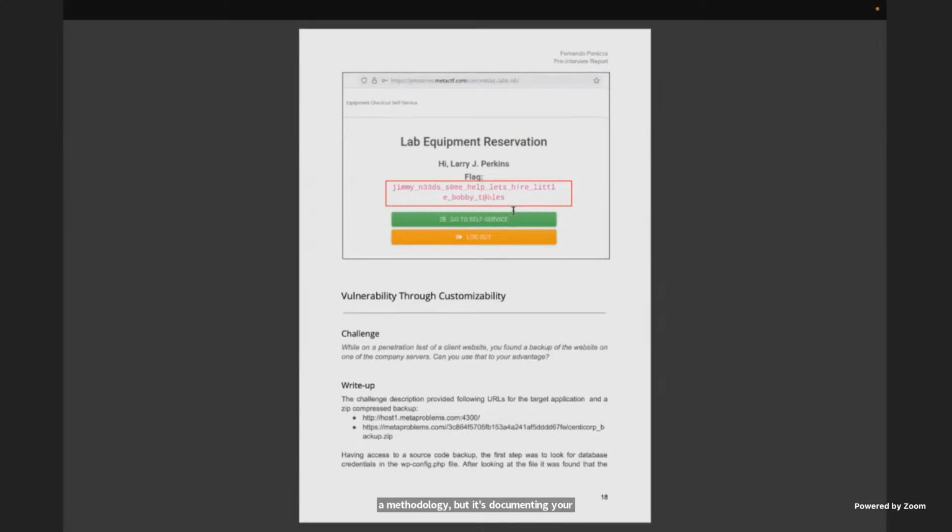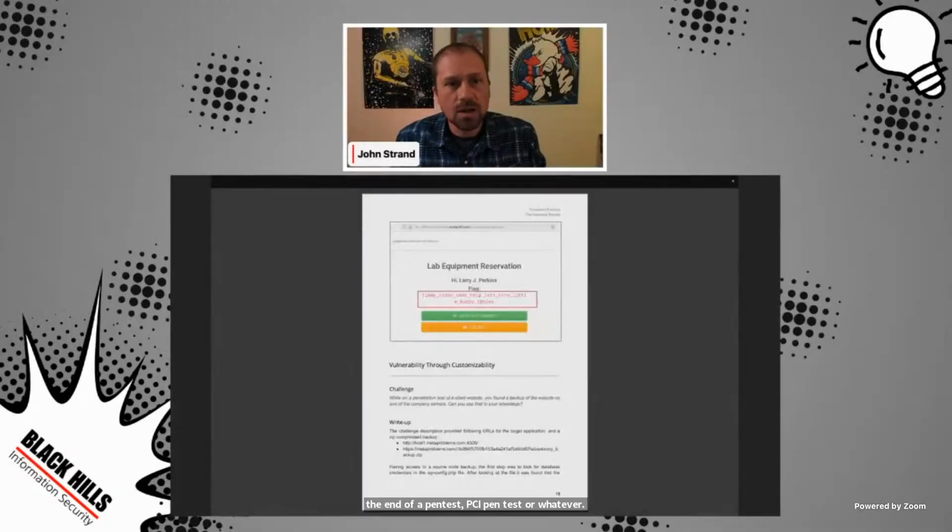And what this does is something magical. When we get to the end of a pen test, PCI pen test or whatever, there's very, very little time spent on the debrief report. We show up and the debrief is basically, hey, do you have any questions on the report? There's maybe a couple of questions which we can easily and effectively answer by just going to the methodology. And usually the customer's like, nope, it's all right here. It all looks good. Great job.